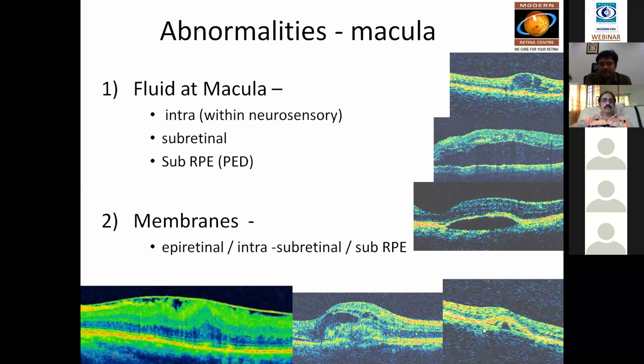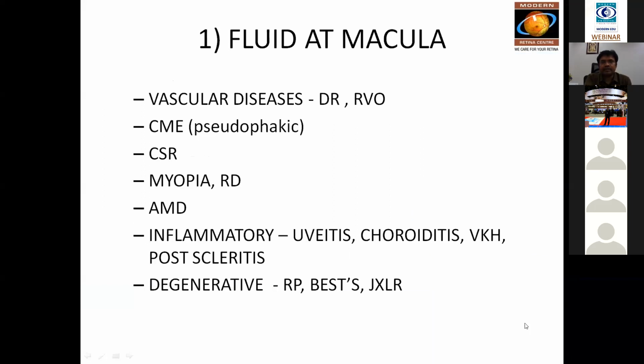Or it could be sub-RPE. The RPE is still intact, and there is a membranous tissue below the RPE. Then you call it sub-RPE membranes. So basically fluid can be at all three levels. At the same time, membranes can be at all three levels. So if there is fluid at macula, what are the pathologies you should first think of?